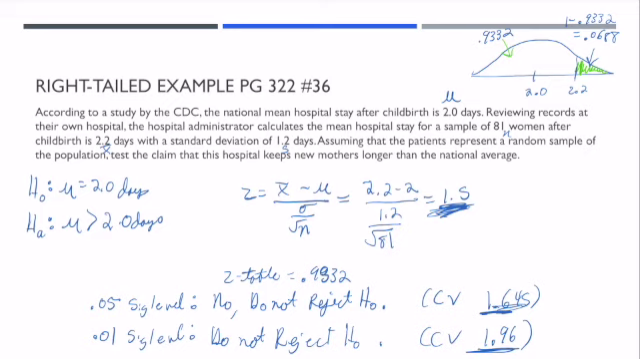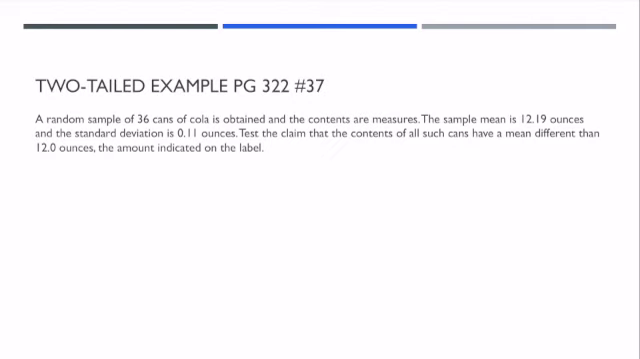So our last example is going to be a two-tailed example. Hopefully these problems are helping to clarify things for everybody. Again, when in doubt, go to the z-table. That's what I always recommend. So let's take a look at this last example.